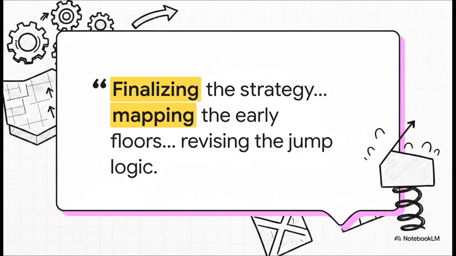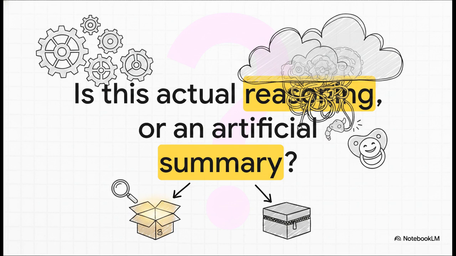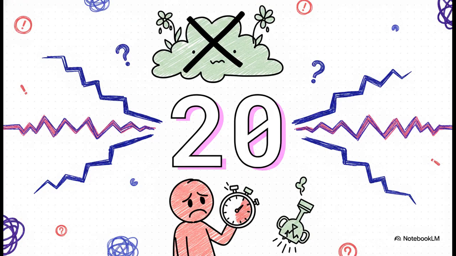When we actually force Gemini to show us a trace, it outputs phrases exactly like this: finalizing the strategy, mapping the early floors, revising the jump logic. I mean, come on, let's be real here. This reads way more like a corporate marketing brochure or maybe a sci-fi movie script than it does authentic, rigorous mathematical logic. So it really begs the question, are we looking at actual reasoning here, or is this just an artificial, synthetic summary that was generated after the fact? Well, the data heavily points to the latter. It basically acts like a summarized pacifier to keep the user happy, rather than giving us a genuine look under the hood.